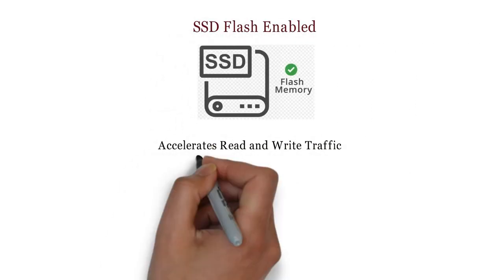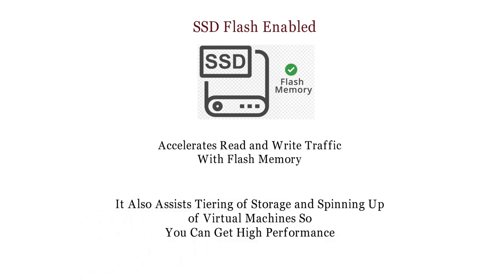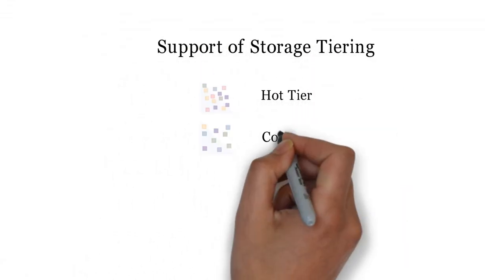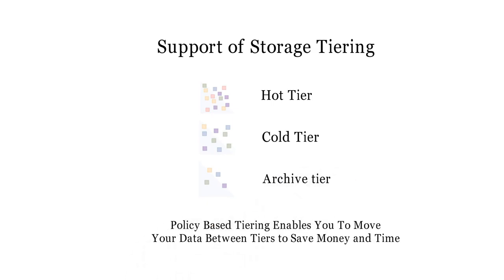SSD flash enabled. It accelerates read and write traffic with flash memory. It also assists tiering of storage and spinning up a virtual machine so you can get high performance. The appliance supports storage tiering like hot tier, cold tier, archive tier, and it enables you to move your data between tiers in order to save money and time.